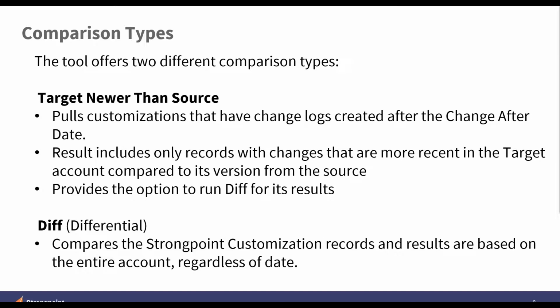The second comparison type is a diff, or differential. This compares the customization records, and results are based on the entire account regardless of the date that is specified.